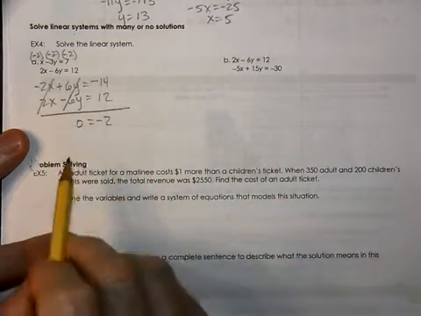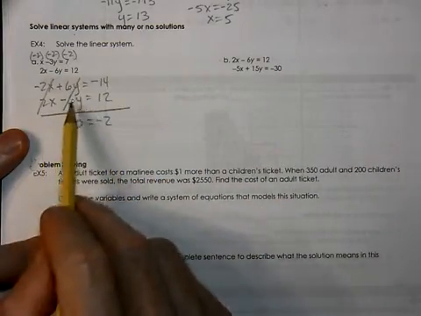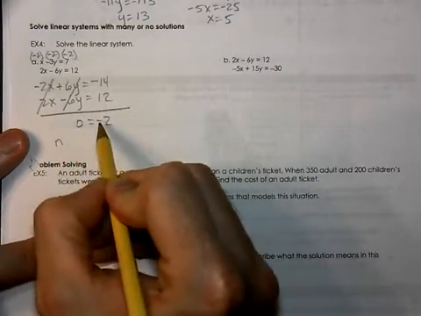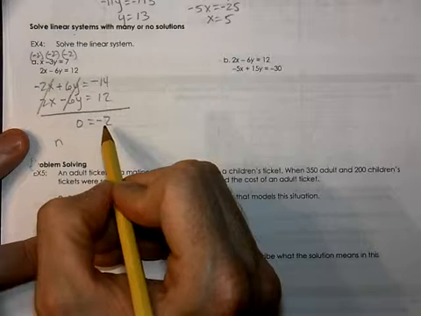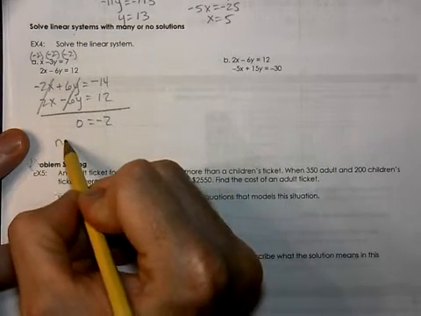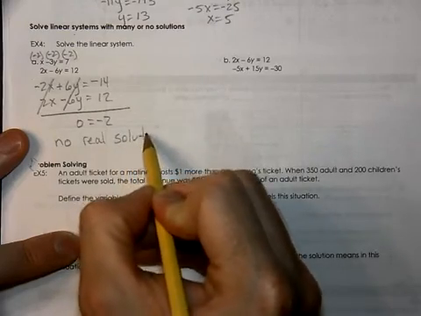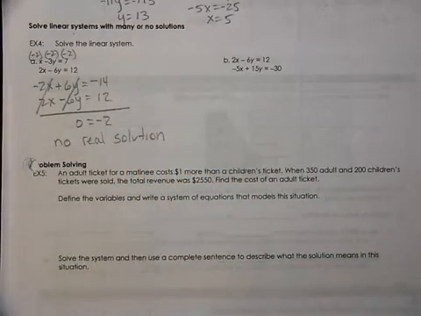Here's a situation where both of the variables cross out. We're going to get a false statement. 0 does not equal negative 2. We get no real solution.